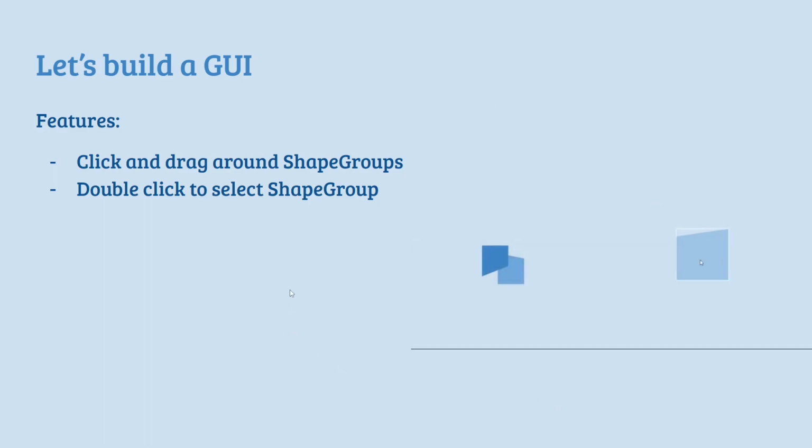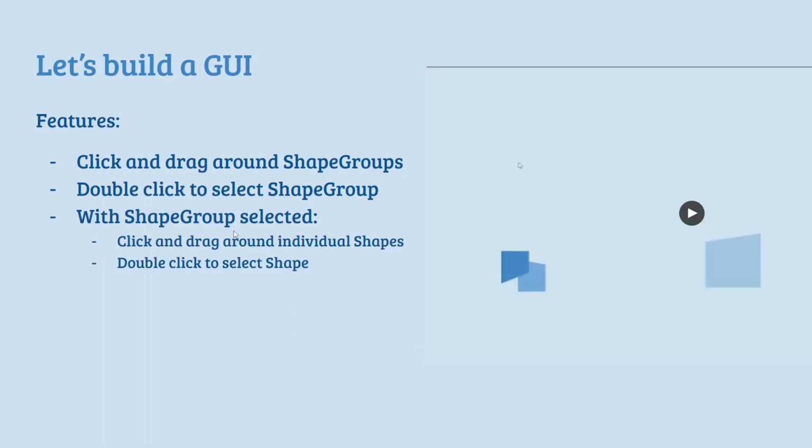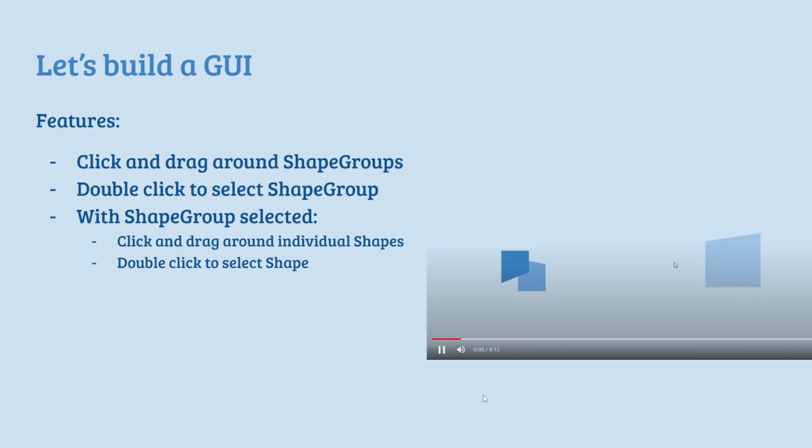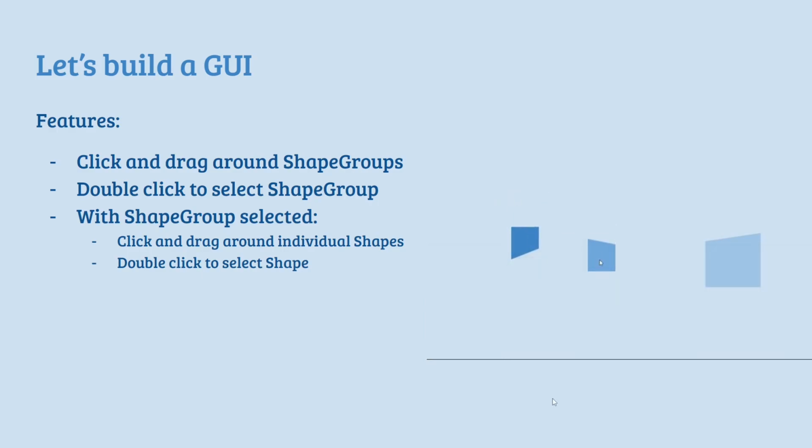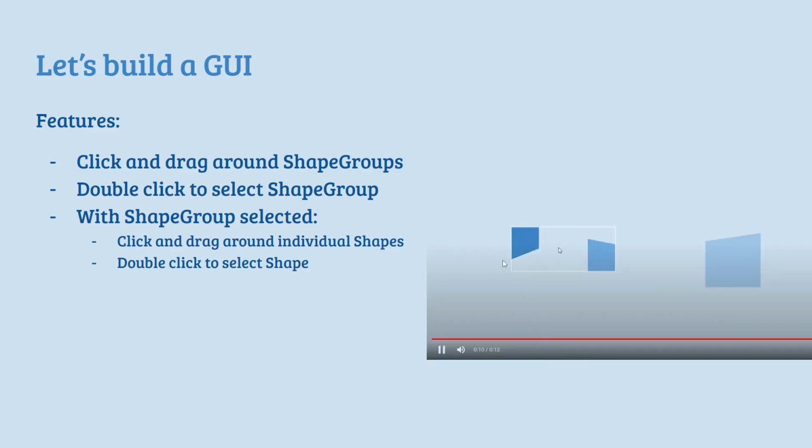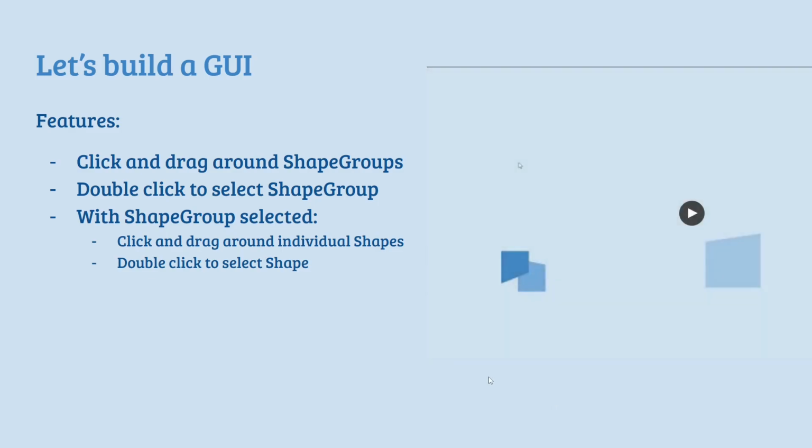The next feature is once the shape group is selected, we want to click and drag around individual shapes within that. And if we double click on a shape, we want the shape to get selected. So here, once this shape group is selected, we can see that you can click and drag to move shape groups around, and double clicking gives it a dark outline, which means that that shape is selected. So this is the very simple GUI that we want to start off by building.